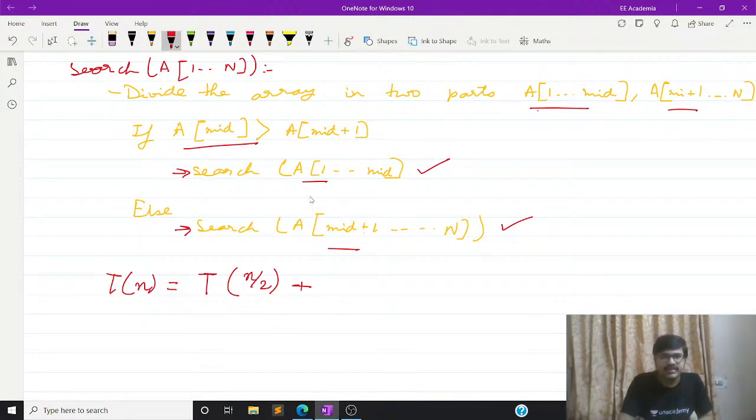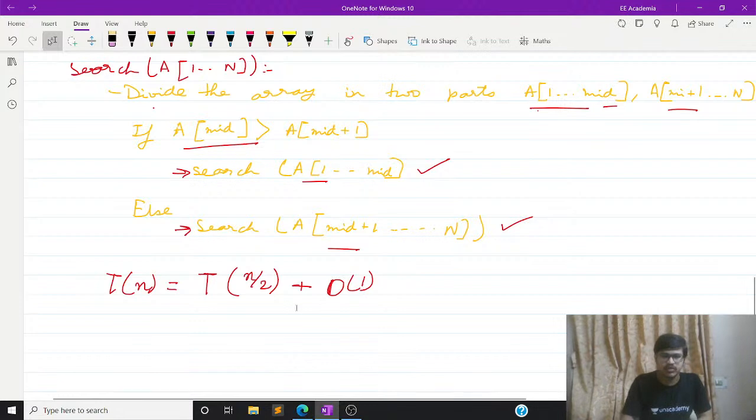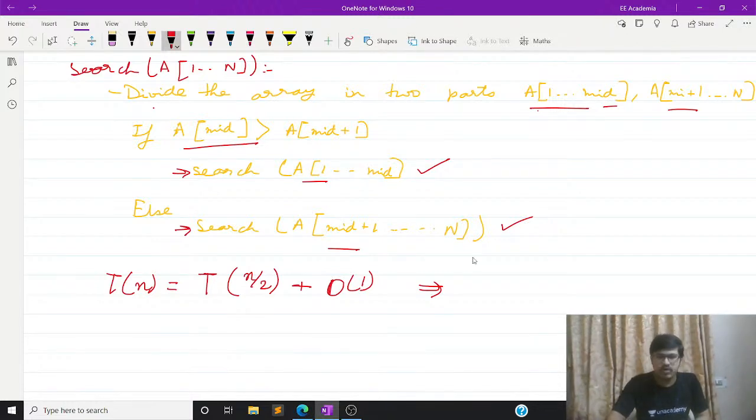And to divide this, what do you need? You just need to find the mid. Mid can be found in just one operation: mid equals left plus right by 2. So that is O of 1. So you can write the recurrence relation as T of n equals T of n by 2 plus O of 1. And there is no combining step required here. If you write it like this, you can solve it, and this is just like binary search, where we search in the left half or the right half. So the time complexity will give you big O of log n.